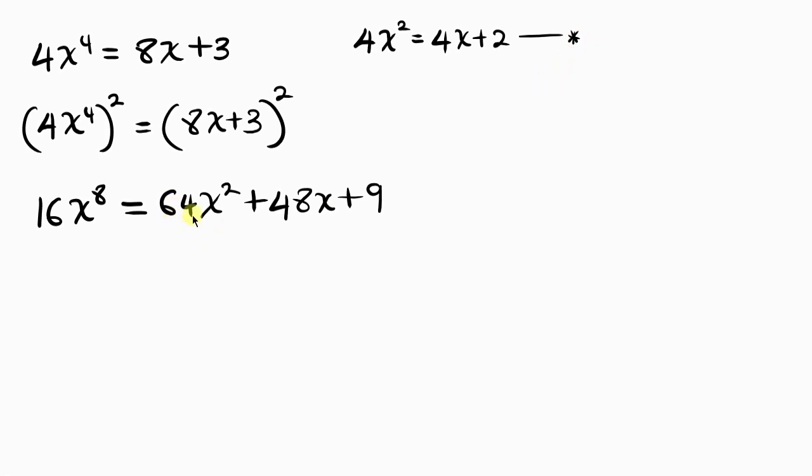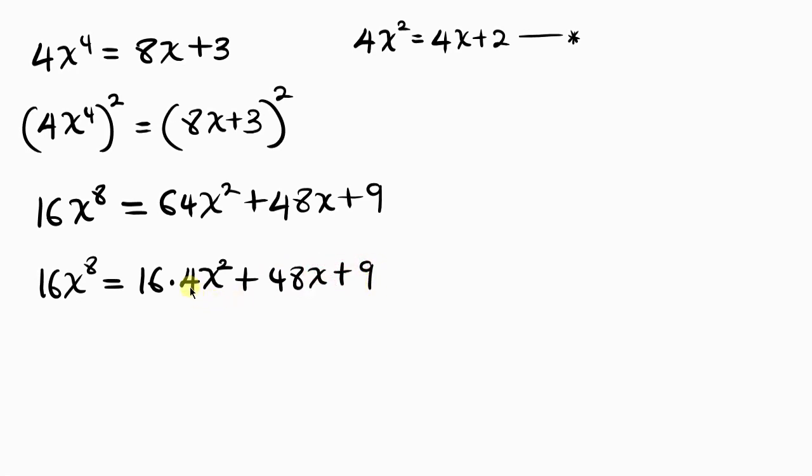Now, this 64x squared, I'm going to write it such that it has 4x squared in it. So let's do that. So this is 16x to the 8th equal to, now 64 can be split into 16 times 4 and then x squared. So you see where this 4x squared comes in, right? Cool. Plus 48x and then plus 9.